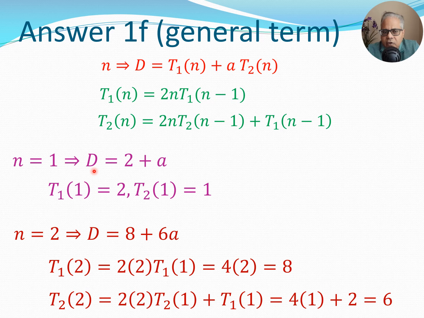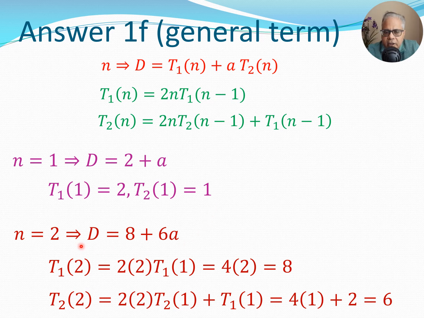So n is 1, we know d is 2 plus a. So we see T11 is 2 and T21 is 1. So all I have done is I have replaced n by 1, and so I get these two. Of course, this simply starts off the algorithm here. Now, if it's true or not will become clearer if we try things with n is 2, for example.